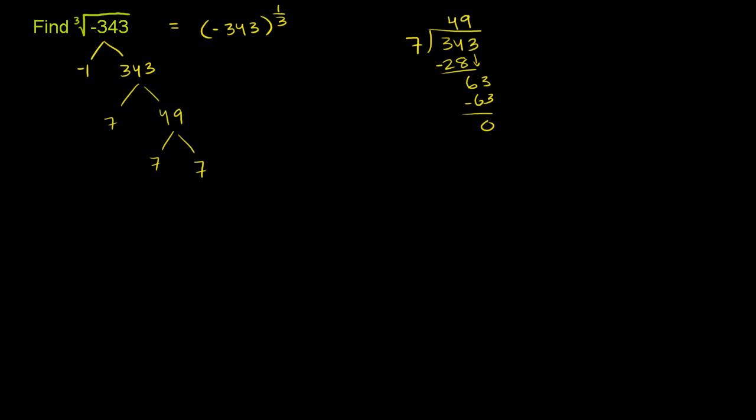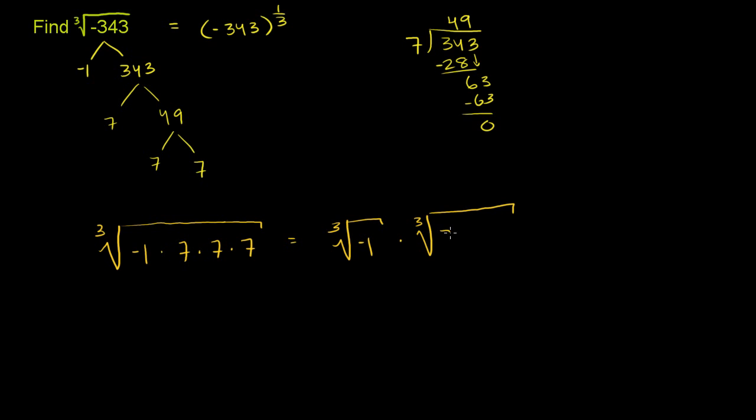So how can we rewrite this? This is the same thing as taking the cube root of negative 1 times 7 times 7 times 7, which is the same thing as taking the cube root of negative 1 times the cube root of 7 times 7 times 7.